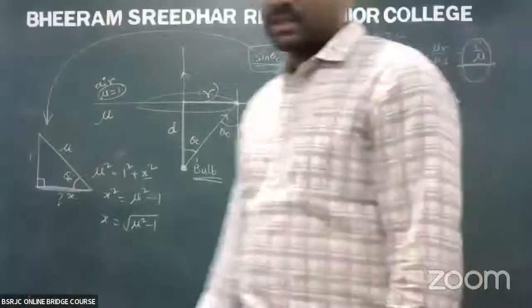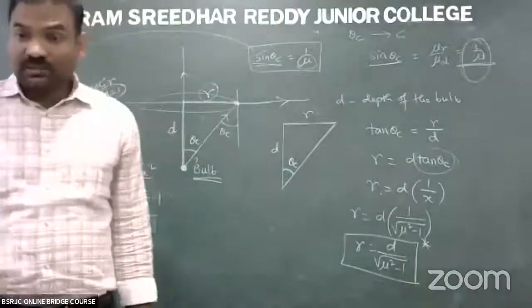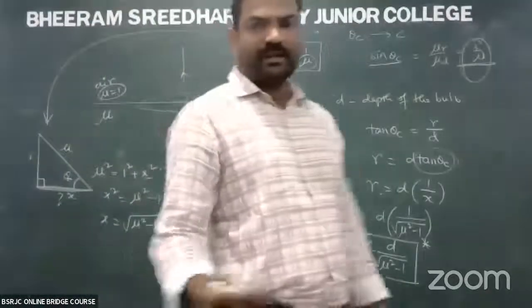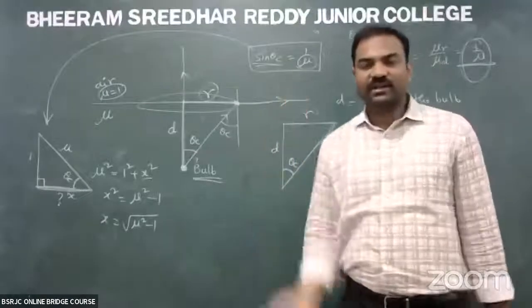Area will be pi r square, yes. On which situation does the ray not deviate? If the mediums are the same, then the ray does not deviate.